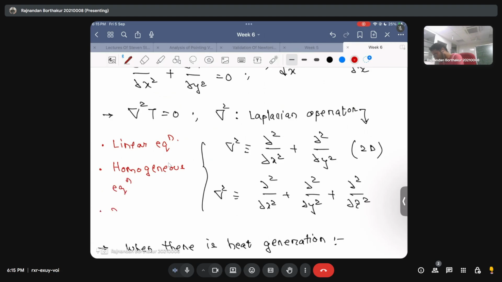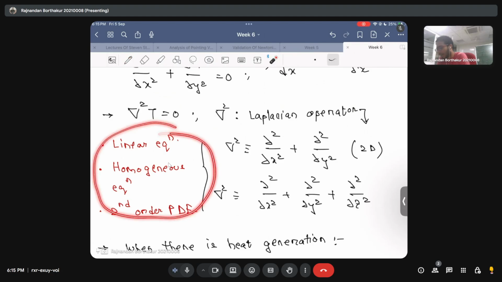And it's a second order PDE that we are looking at. So these are certain characteristics of the Laplace equation, that you can see that it's linear, it's homogeneous, and it's second order. Actually, these three characteristics are what enable us to use the method of separation of variables, as we will see very shortly.